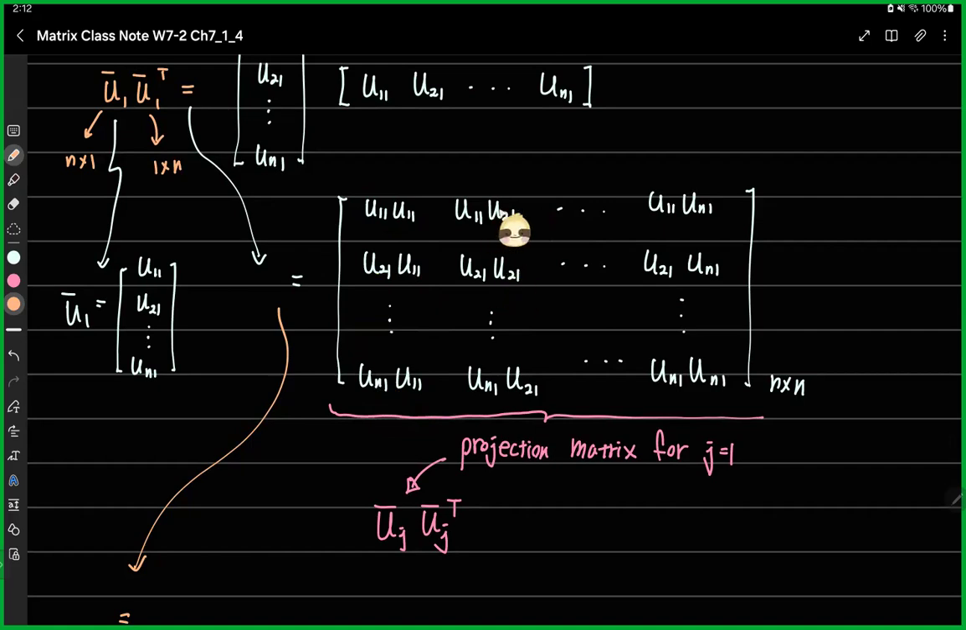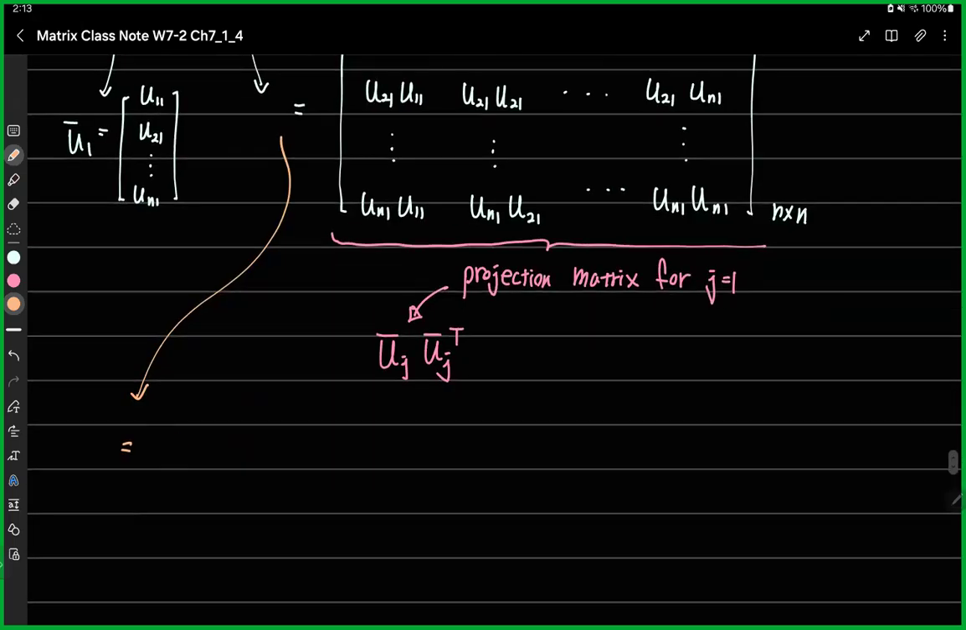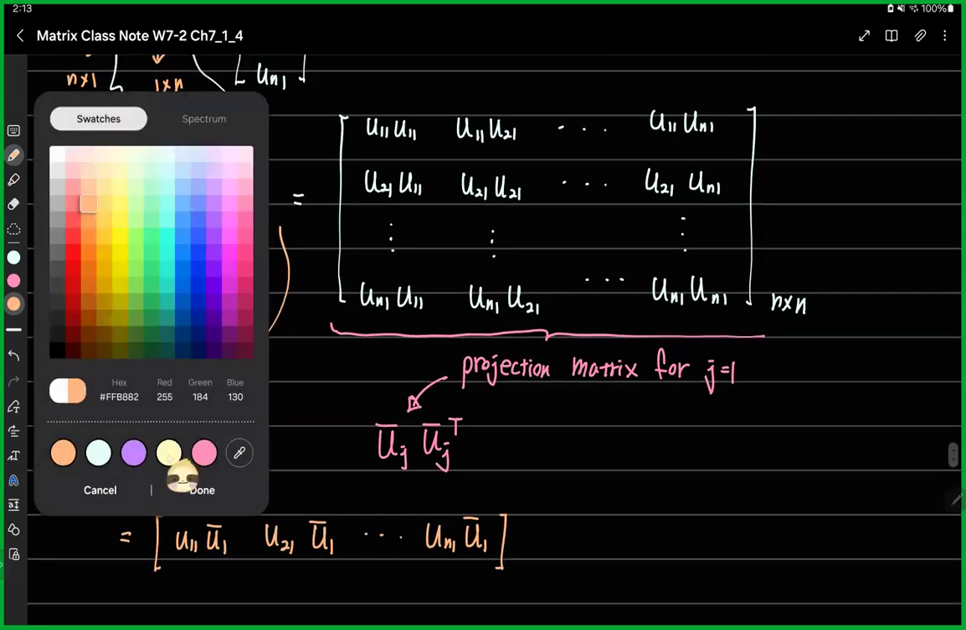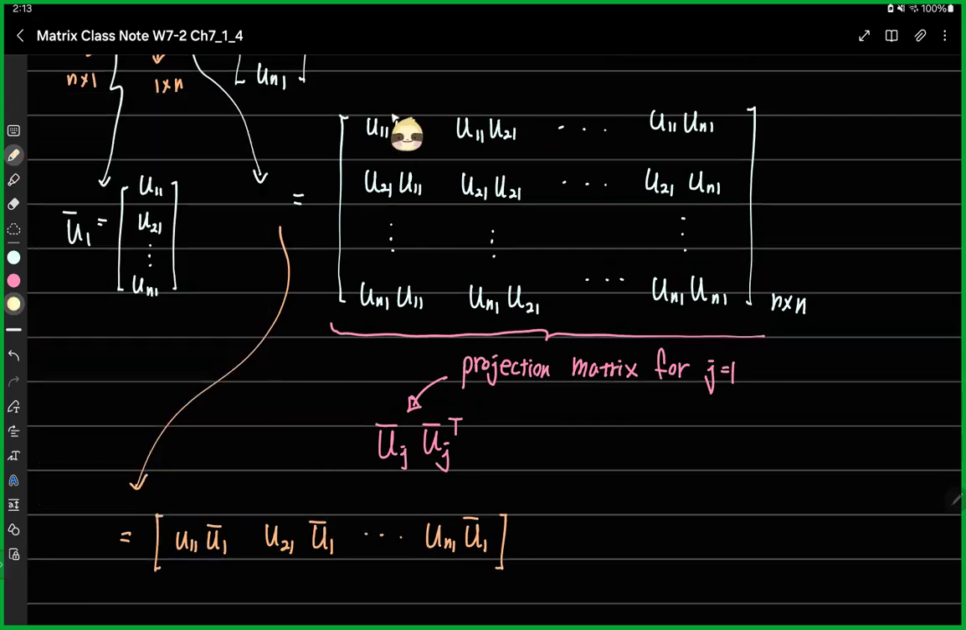Similarly, in the second column, u21 is kind of a scalar. So u21 times vector u1, right? So similarly, we can say that matrix can be written as u11 times u1, and u21 times u1, through un1 times u1. It makes sense, right? So right here, you see that is a kind of scalar of the vector u.